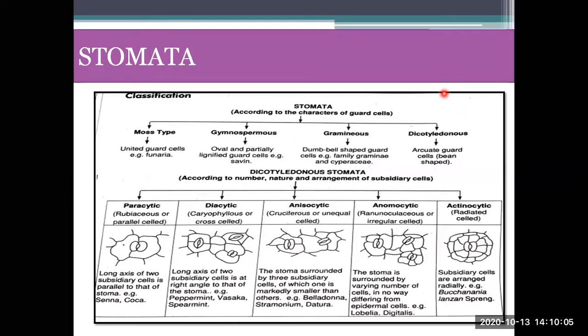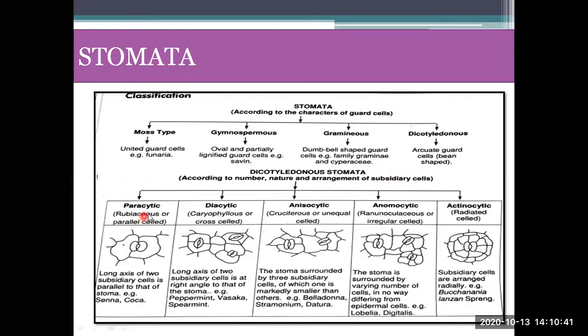Yes, sir. Okay. Now we're coming to the subsidiary cell. This is very, very important, and mostly the distinguishing characters are made on the basis of this subsidiary cell. This classification is very, very important. The subsidiary cells are nothing but epidermal cells which have become elongated in size and shape, and they are attached to the guard cell. There are five different types of stomata according to the type of subsidiary cell.